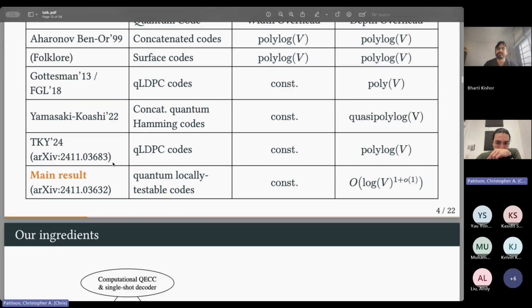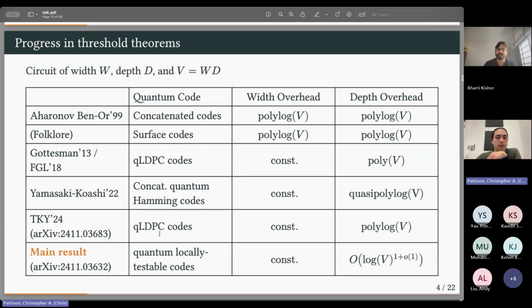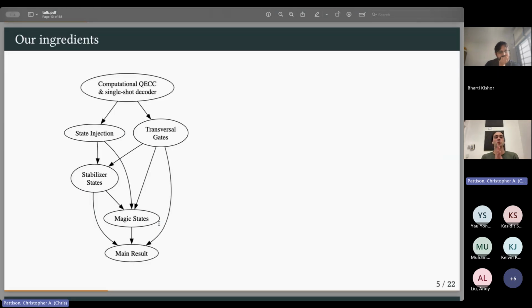Okay, great. And again, I'll define these quantum LDPC codes and these quantum locally testable codes in a moment. So in terms of our ingredients, this is a high-level diagram that's going to show up several times throughout the talk, and I'm essentially giving an outline. We're first going to start with the quantum error correcting code that we use, kind of our hammer. And then we're going to construct a single-shot decoder for this. So that's contribution number one.